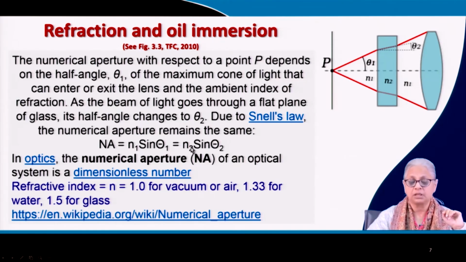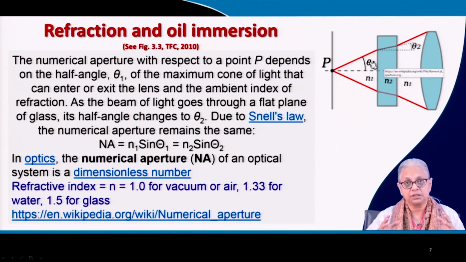So n1 sine theta 1 is equal to n2 sine theta 2, and n1 and n2 are the refractive indices, in the first case for air and in the second case for glass. Now if you look at the numbers, n is equal to 1 for vacuum or air and 1.5 for glass. I don't want this change in refractive index, because that is causing more light to be scattered, and what I get in terms of reflection from the object is going to be much less, right?